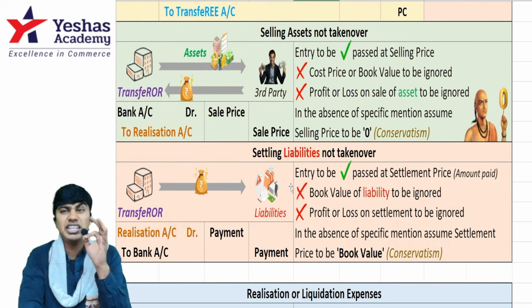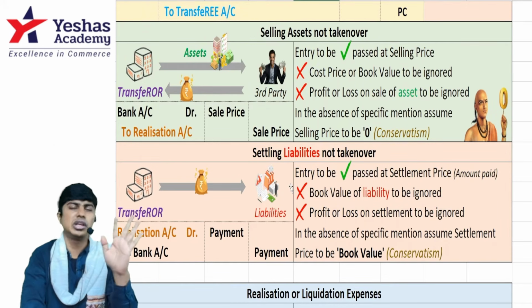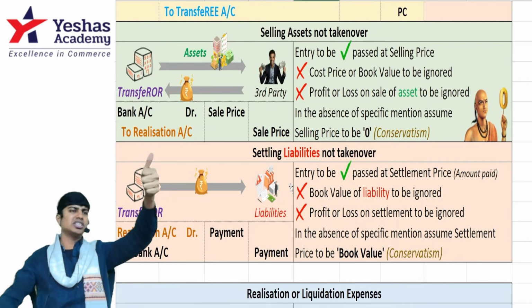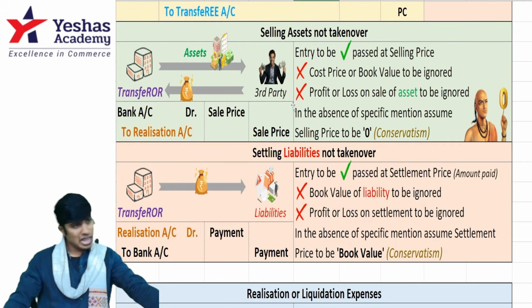This entry will be written at settlement price. Don't try to write it at book value and book profit separately. Any profit, any loss, automatically it will go to realization. Simple entry: realization account debit to bank at settlement value. Done. Asset not taken over, liability not taken over.